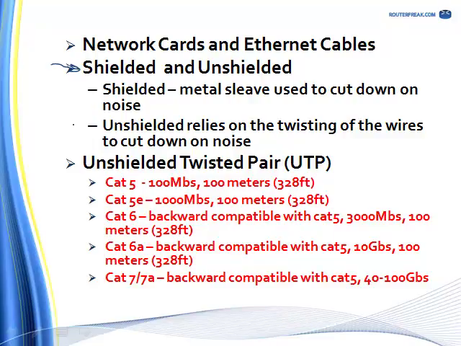The most common you'll see, however, is this unshielded twisted pair. And really, the difference here and why we don't have any shielding is that when they make the cable, they'll twist the wires themselves around each other, and it's this twisting that helps alleviate some of the noise. That cuts down on some of the noise, and we'll talk about that a little bit later.